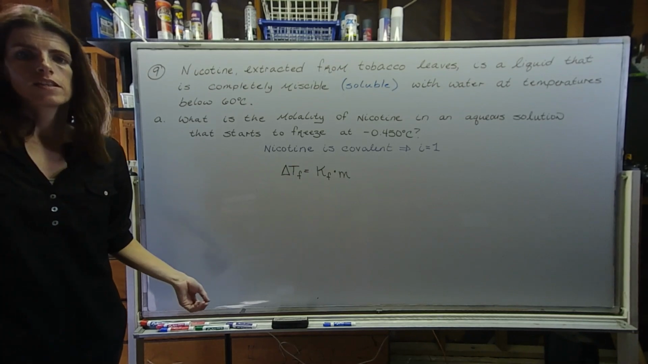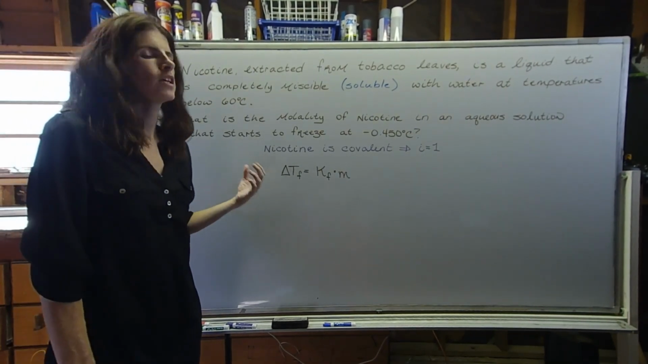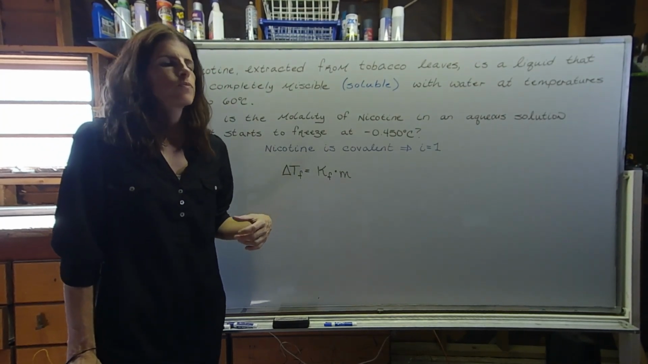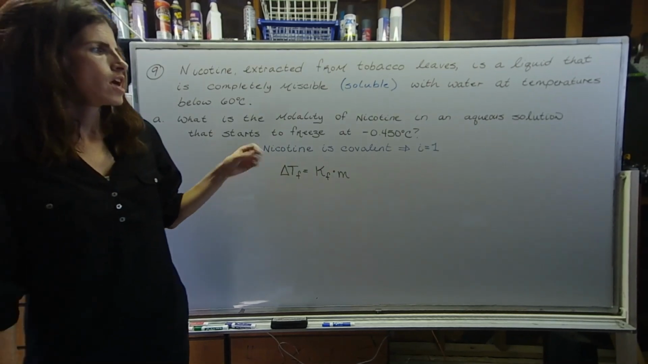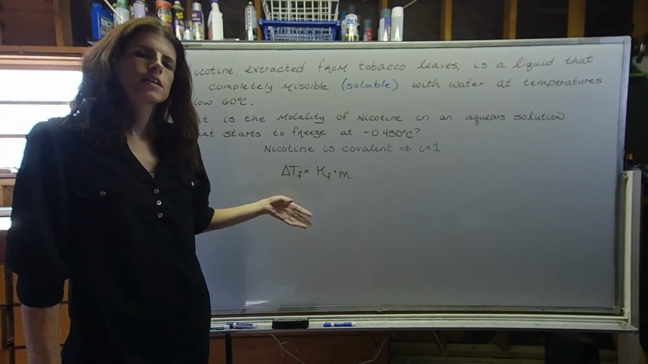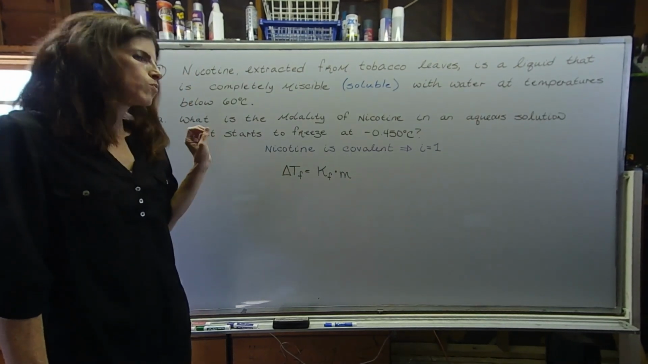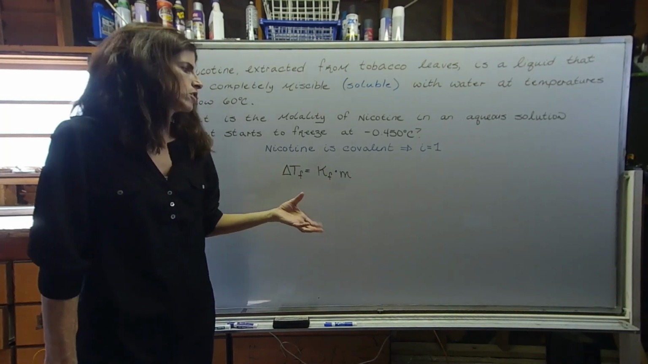Problem 9 is about nicotine. What we learned in the background information is that nicotine is a liquid at lower temperatures, and it's actually soluble in water. In part A, we're asked to use an observed freezing point to calculate the molality of the solution. So we need to consider the van 't Hoff factor before we jump into our calculation.